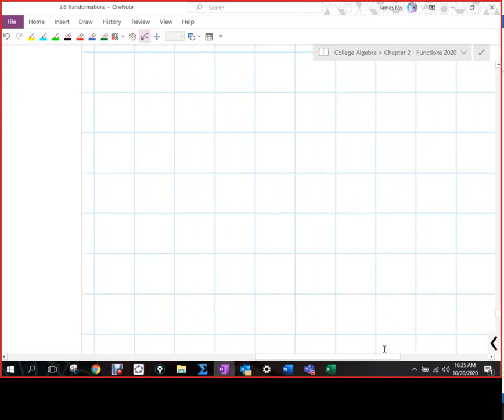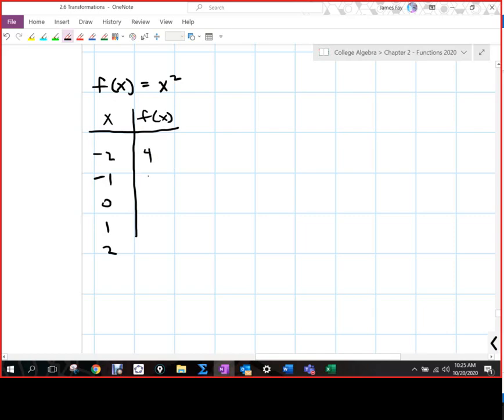So let's go over an example here. If I have the function, we'll just start with, I like to use x squared. It makes things, I think, easier to understand. It's a good function that we have a good background with. So start with x squared. And we should have then a knowledge of x and f of x. If we go -2, -1, 0, 1, and 2, that should be 4, 1, 0, 1, and 4, right?